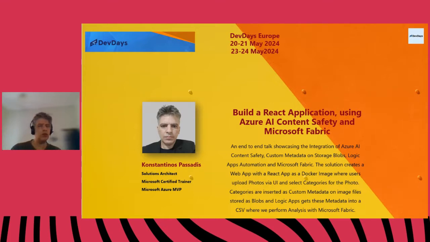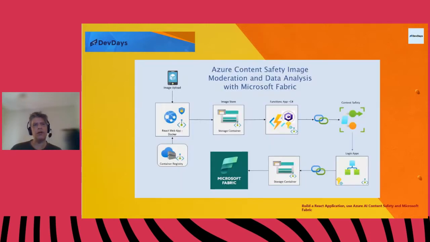What we're going to see is how we can import custom metadata into pictures that we upload through a web UI into a storage account. This custom metadata on each picture is going to be analyzed with the help of Microsoft Fabric. So it's an end-to-end solution starting from a web interface built with React, container images, and let's have a quick look at the architecture.